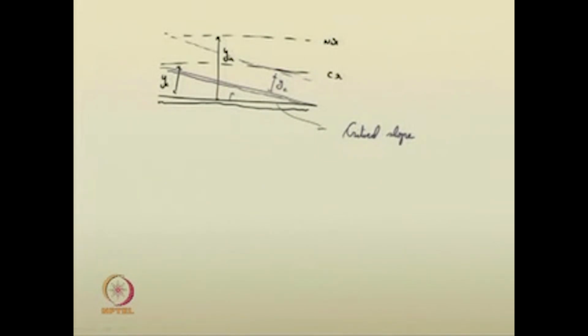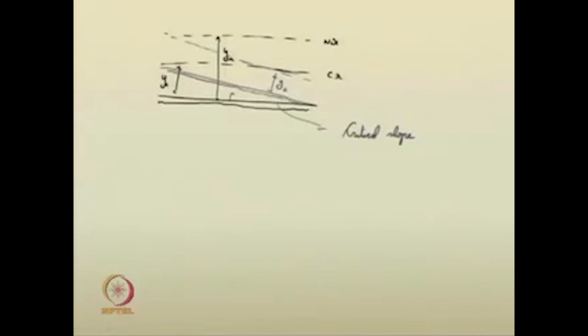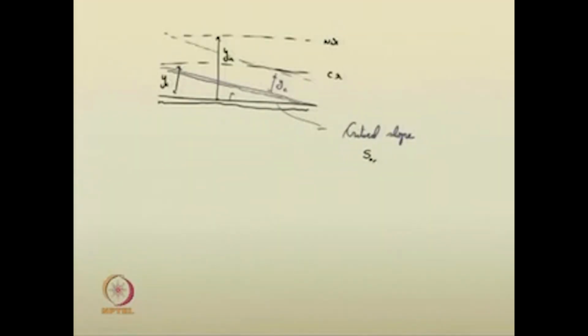This was also explained to you earlier. Your critical slope means when you tilted the bed of the channel further, means you increase the slope of the bed in such a way that whatever discharge is there, that discharge occurs in a critical way. If that happens, then that particular slope is called critical slope. So, I can give the critical slope as S0C.